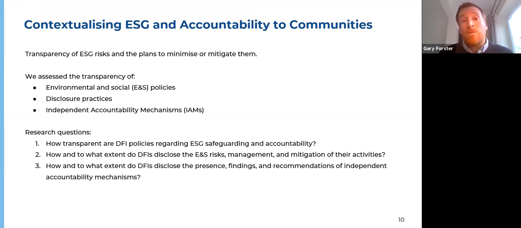So in terms of how the research was focused, we focused on 3 research questions. How transparent are DFI policies regarding ESG, safeguarding and accountability? How and to what extent do DFIs disclose E&S risks, management and mitigation of their activities? And how and to what extent do DFIs disclose the presence, findings and recommendations of independent accountability mechanisms?